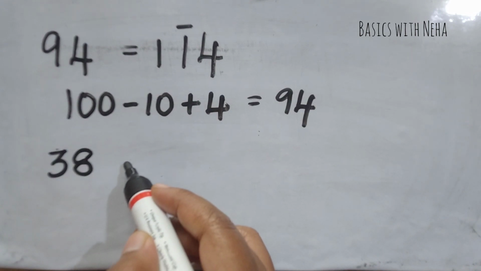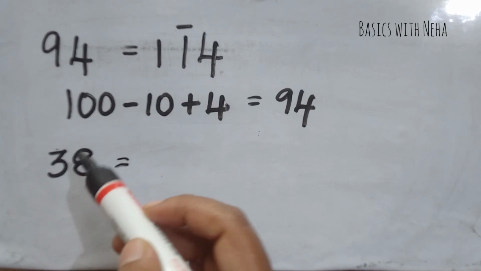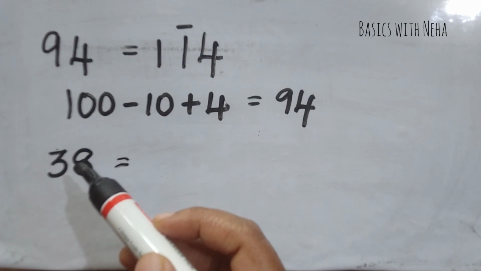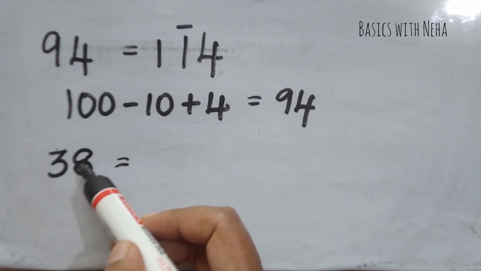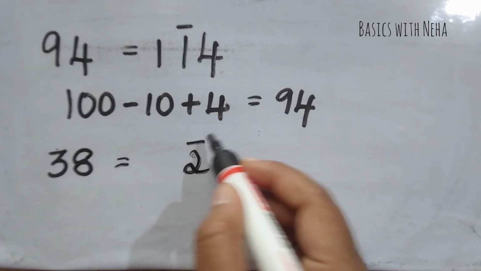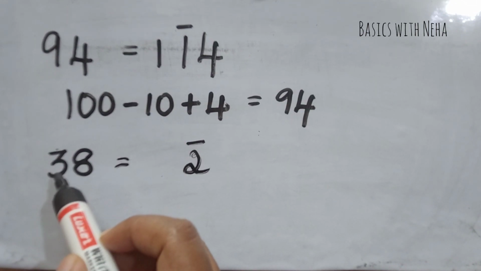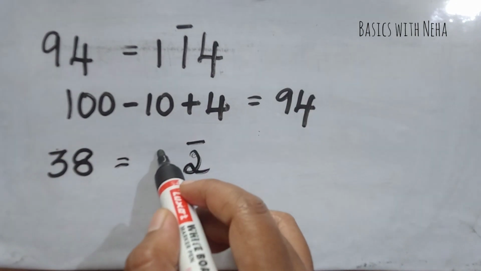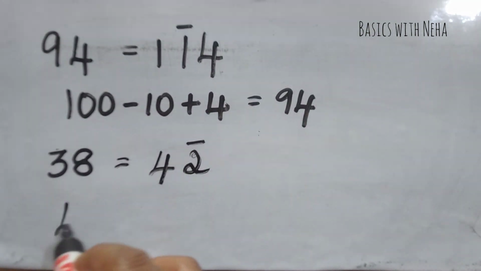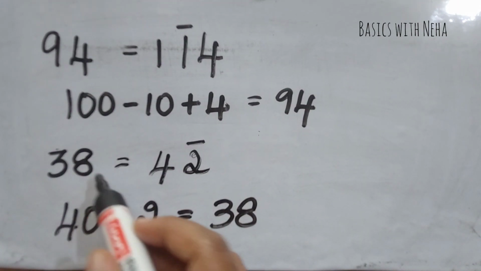Let's try the next one. Here, in one's place itself, I have a large number, that is a number which is more than 5. Any number like 6, 7, 8, 9, I have to introduce a bar onto it. So if I subtract 8 from 10, I'm going to get 2 and put a bar on that number. The previous number is already smaller, so it should be increased by one. 3 plus 1 gives me 4. To cross check, this is 4, 2 bar. 40 minus 2 gives me 38. That means the answer is correct.